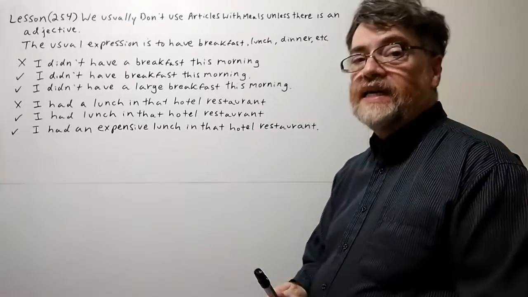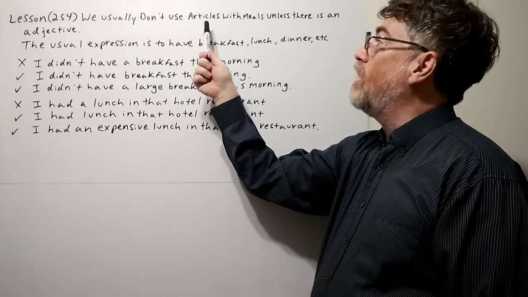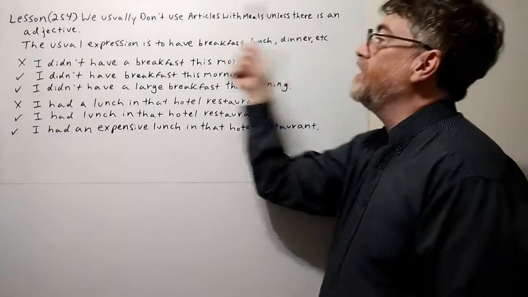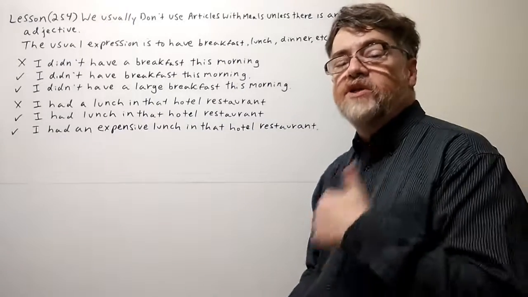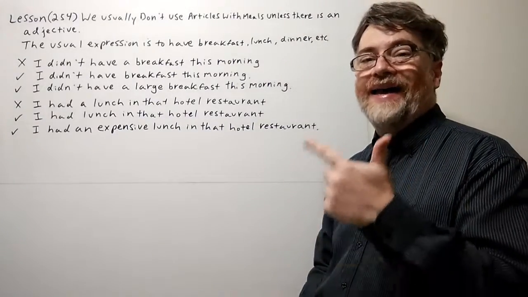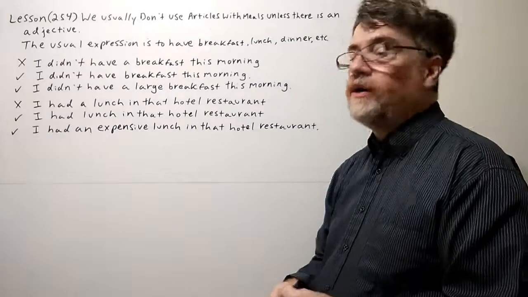The title of today's lesson is: We usually don't use articles with meals unless there is an adjective. Remember, just to review again, we have three articles in English: a, an, and the. Alright, so let's take a look at the note here.